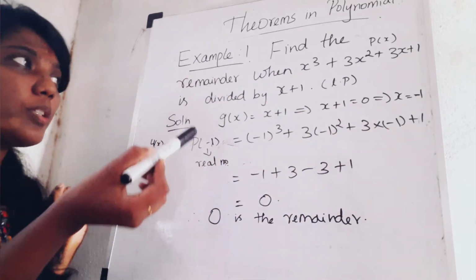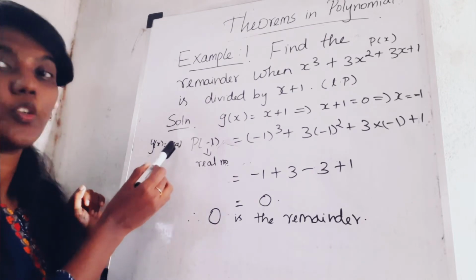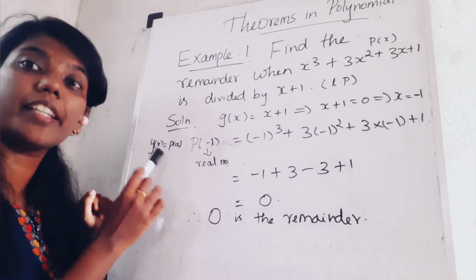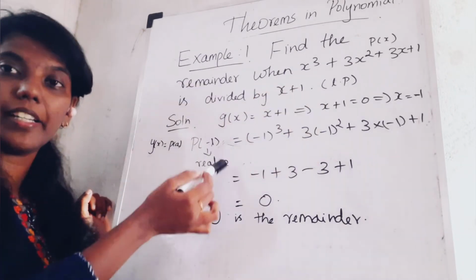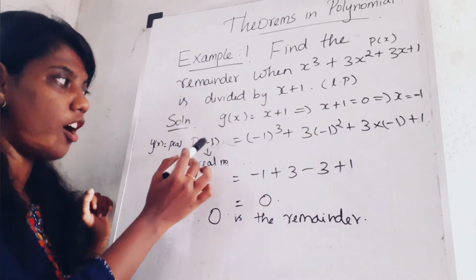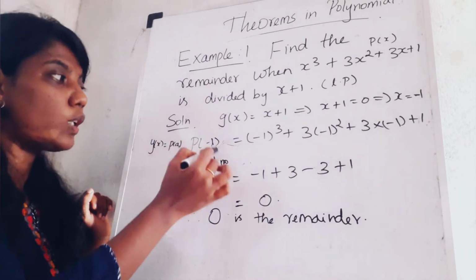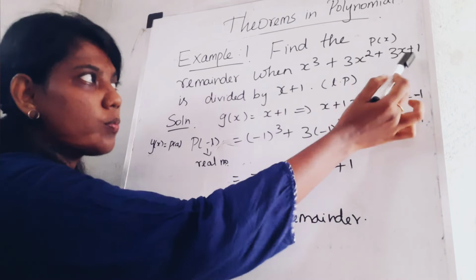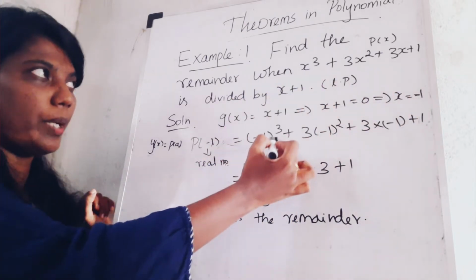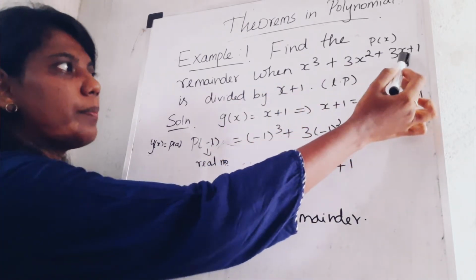Now, r of x is equal to p of a. Do you remember this from the theorem? The same thing. The real number here is minus 1, so p of minus 1. We are going to substitute this minus 1 in the given polynomial, putting minus 1 in the place of x everywhere.